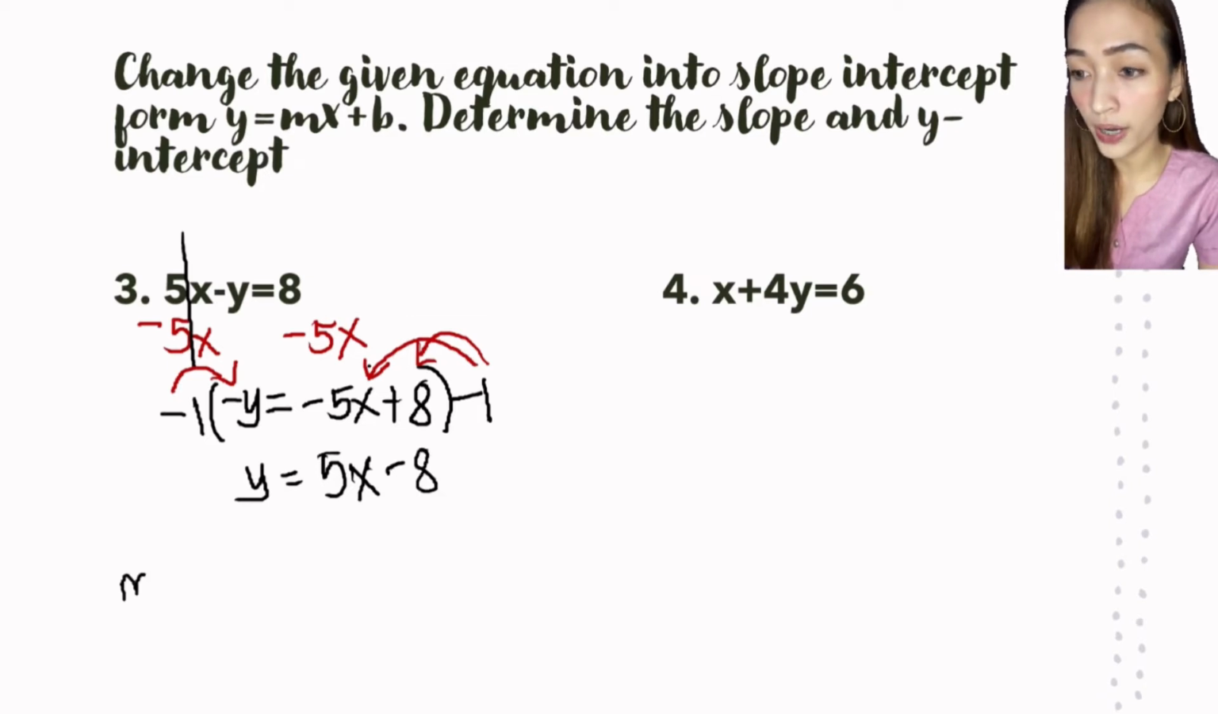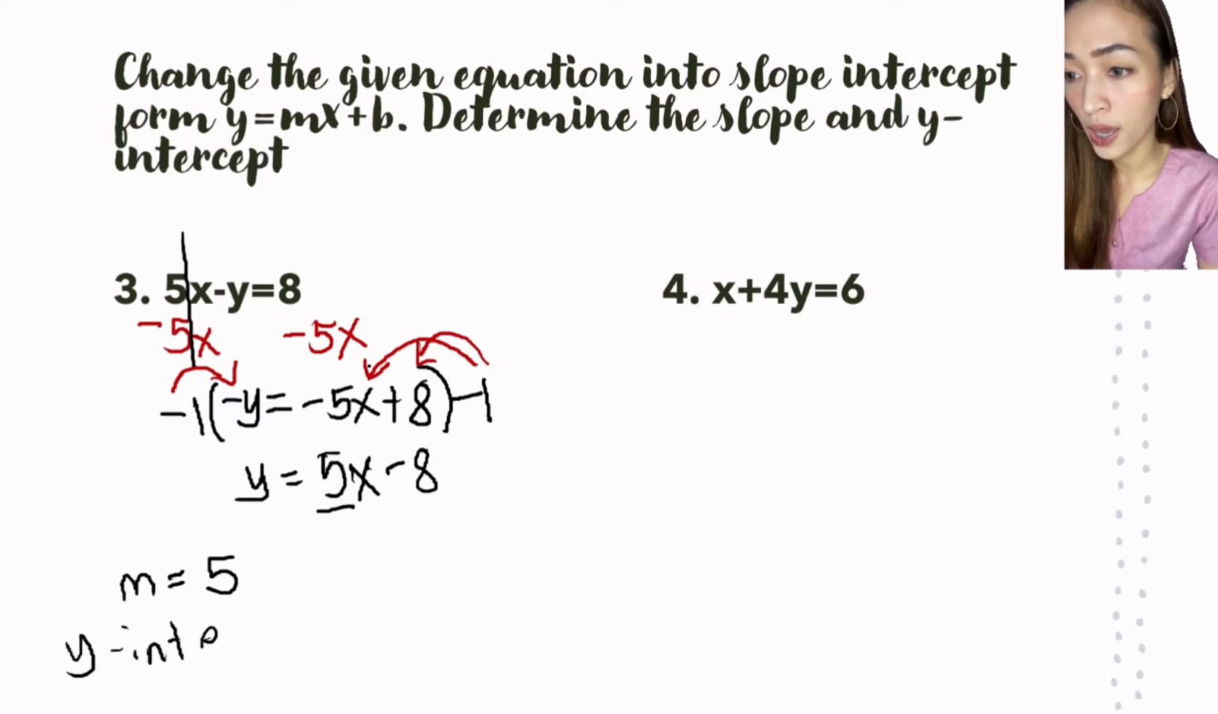Now our m or our slope is, okay, this one, 5 or positive 5. And then our y-intercept is negative 8. Okay.